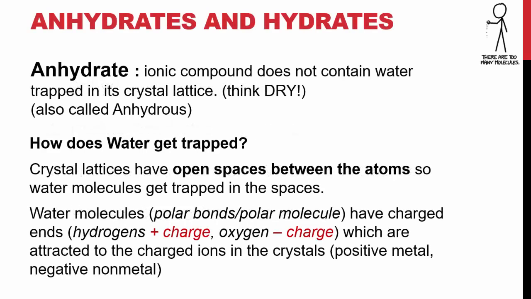So an anhydrate is an ionic compound that does not contain water trapped in its crystal lattice. Think of it as being dry, anhydrous, without water. Water gets trapped into these crystal lattices because they have these open spaces between their atoms. So water molecules are able to get trapped inside. Water molecules, remember, polar bonds, polar molecule, have charged ends. The hydrogens are positively charged, the oxygens are negatively charged, which are attracted to the charged ions in the crystal, the positive metals and the negative nonmetals.